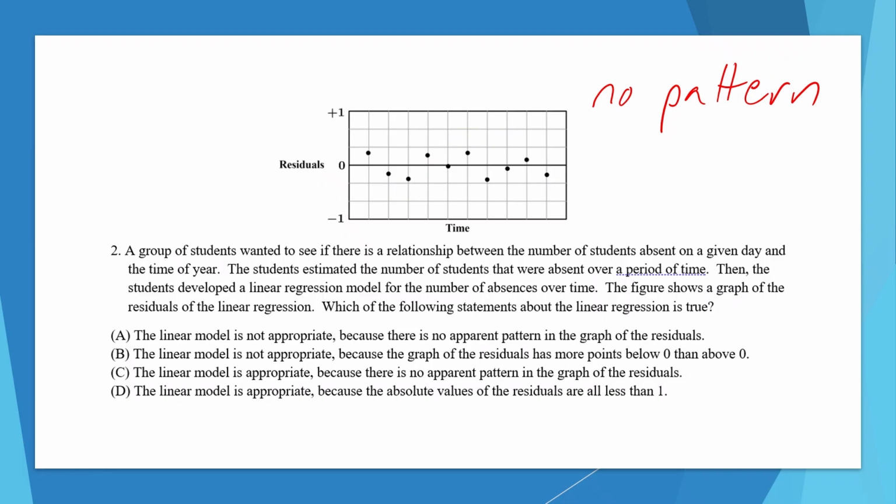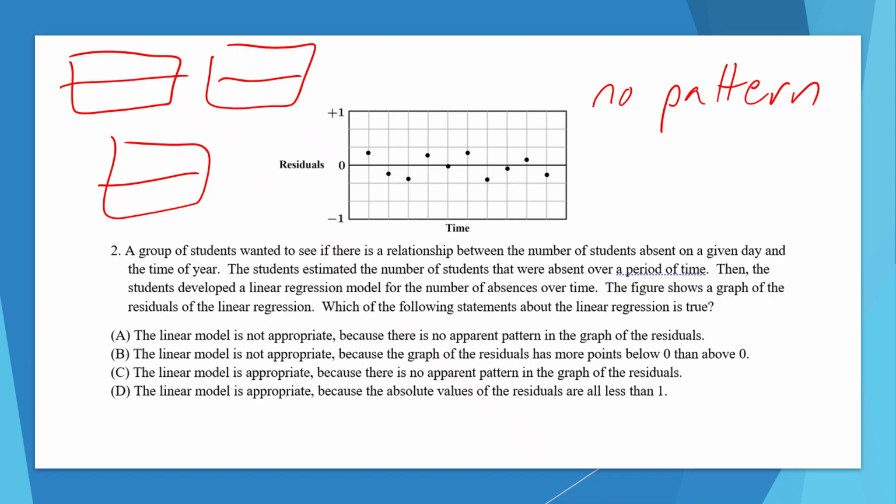The patterns will be very clear if there is one, and 3 examples that I've seen on AP exams have been like that, like this, or just like a straight line, right? Very clear and obvious patterns. There's no pattern here. So that means the linear model would be appropriate. So here the linear model is appropriate because there is no pattern. C would be the best answer here.